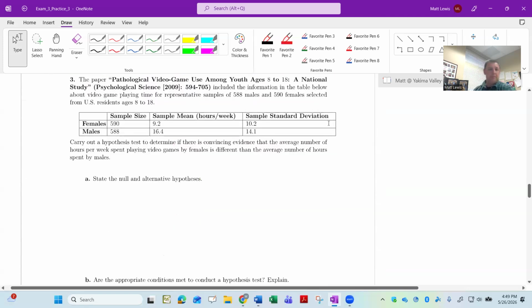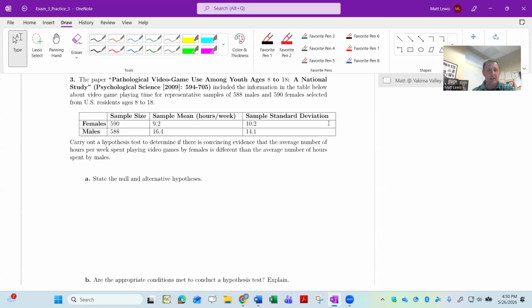Let's take a look at another one. The paper, Pathological Video Game Use Among Youth Ages 8 to 18, a national study, included the information in the table below about video game playing time for representative samples of 588 males and 590 females selected from U.S. residents age 8 to 18. Carry out a hypothesis test to determine if there is convincing evidence that the average number of hours per week spent playing video games by females is different than the average number of hours spent by males.